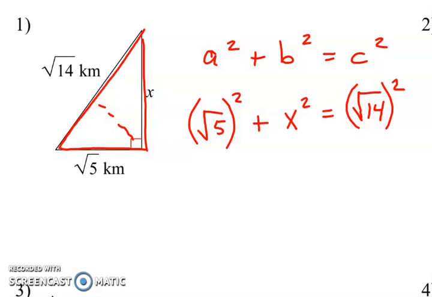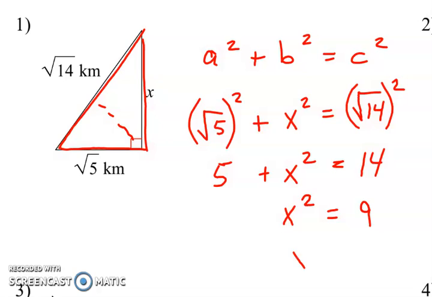Okay, so now if I take square root of 5 squared, that's 5. I'm going to bring down my x squared. Square root of 14 squared is 14. Okay, so now I'm just trying to get x by itself. I'm going to subtract 5 from both sides. That leaves me with x squared, and that leaves me with 9 over here.